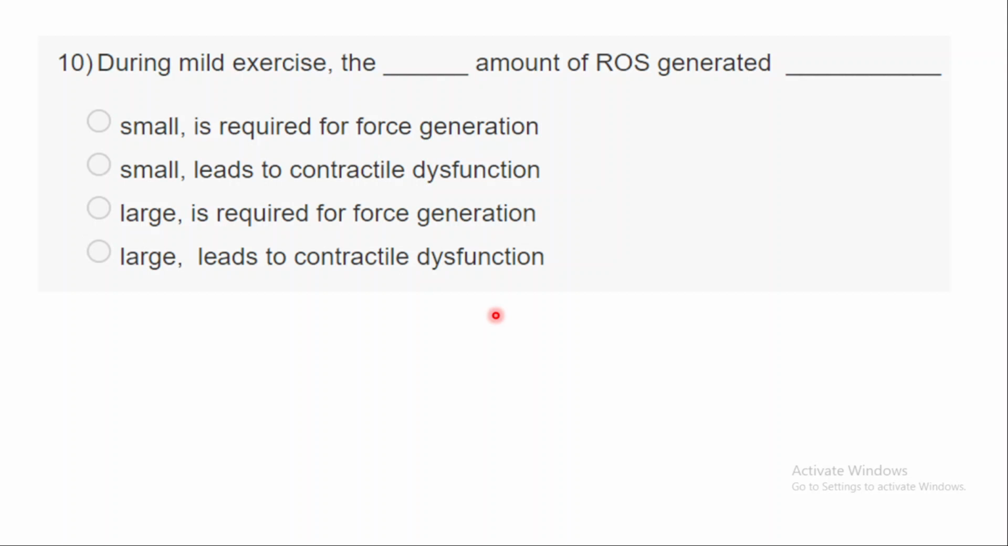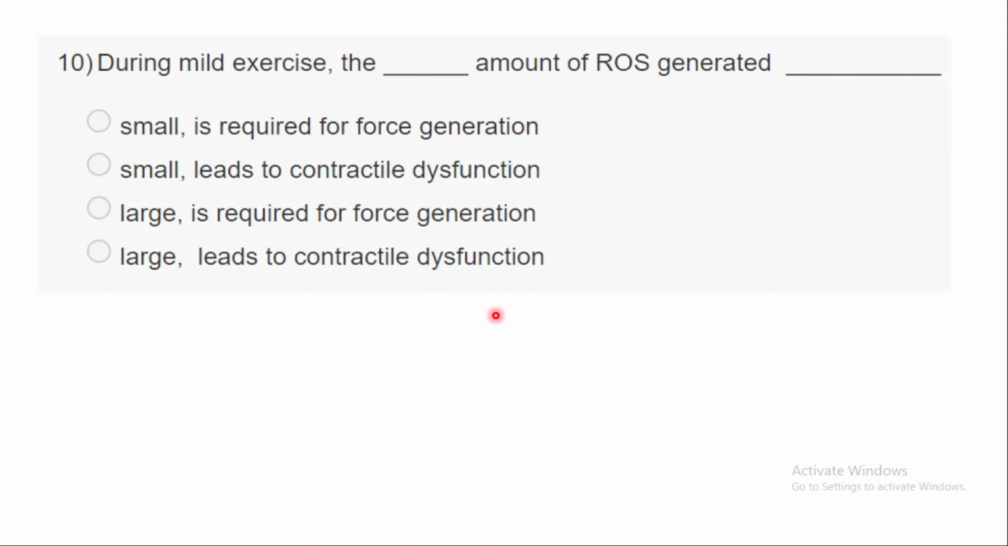Now, which of the following options will be the correct answer? Read the question again. It's a statement based question. I'll give you guys a minute to think about it and post your answers in the chat box. During mild exercise, the dash amount of ROS generated does dashed. Option A, B, C, or D. This is the last question of this session.